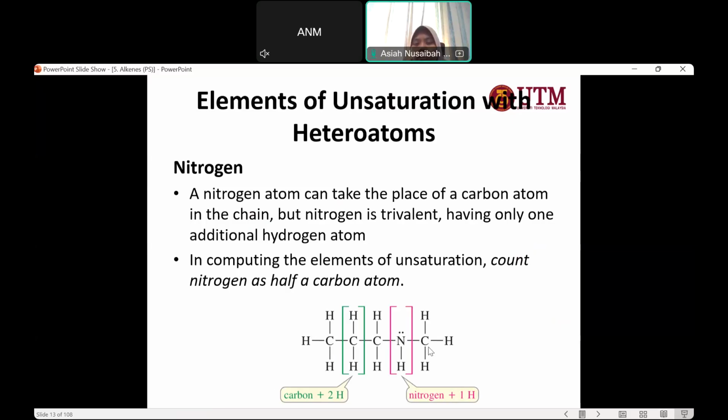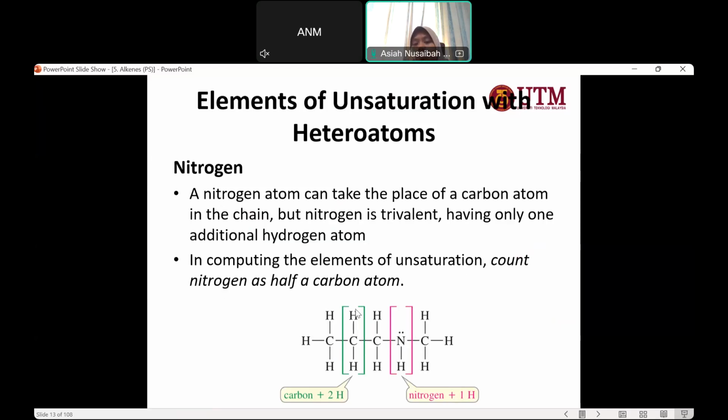It's connected with 2 C. Nitrogen has 5 electrons in the outer layer, thus we have 3 covalent bonds here: 1, 2, 3. Trivalent. And then it has a lone pair, thus it fulfills the octet rule. Additionally, it must have 1 additional hydrogen atom. So when we are calculating the number of elements of unsaturation, we count nitrogen as half a carbon atom.